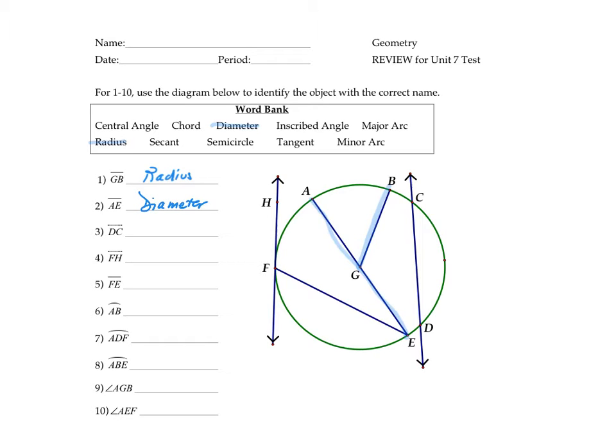And number 3, it's a little hard to see, but there are little arrows at the ends of that line segment. So we're looking at line DC in the picture. So I'm just going to highlight that really quick. And that's a line that goes through the circle and touches in 2 points, and that's a secant.